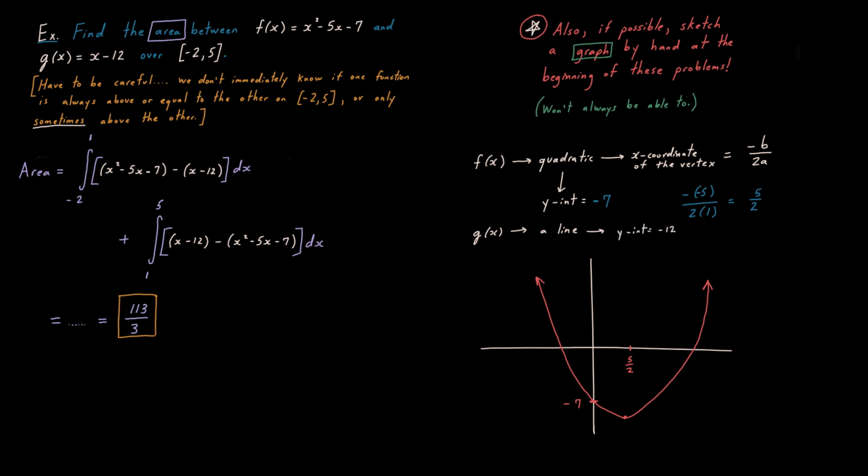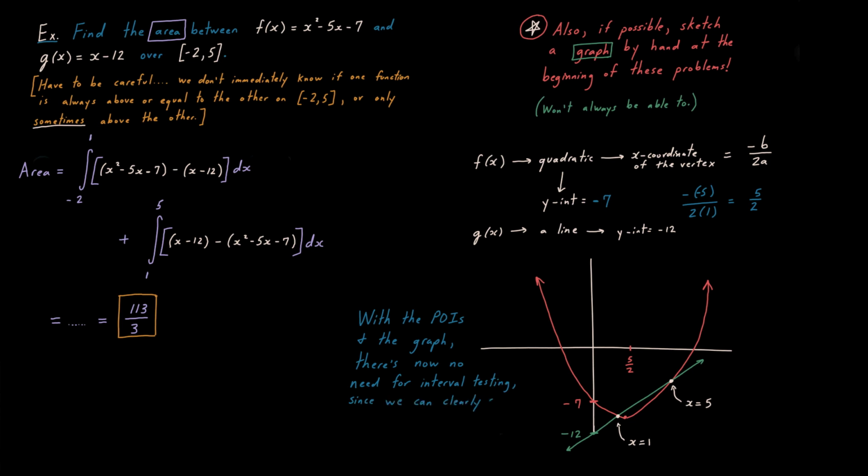Next is g, which is going to be a line. And of course we graph him like so, negative 12. And I have my points of intersection at 1 and 5. By the way, before you graph, you should still try to find the POIs to get your graph maximally fleshed out in detail, because then it's maximally useful.